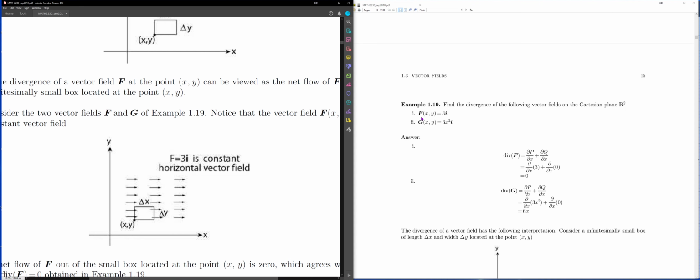Okay, and then we calculated for this vector field big F, which is 3i, your divergence is equal to 0, right? So what that means is for a constant vector field, if you draw any small box at a point that you're interested in, which is xy, right? You're not going to have any flow accumulating in that box, right? The flow out is going to be equal to the flow in.